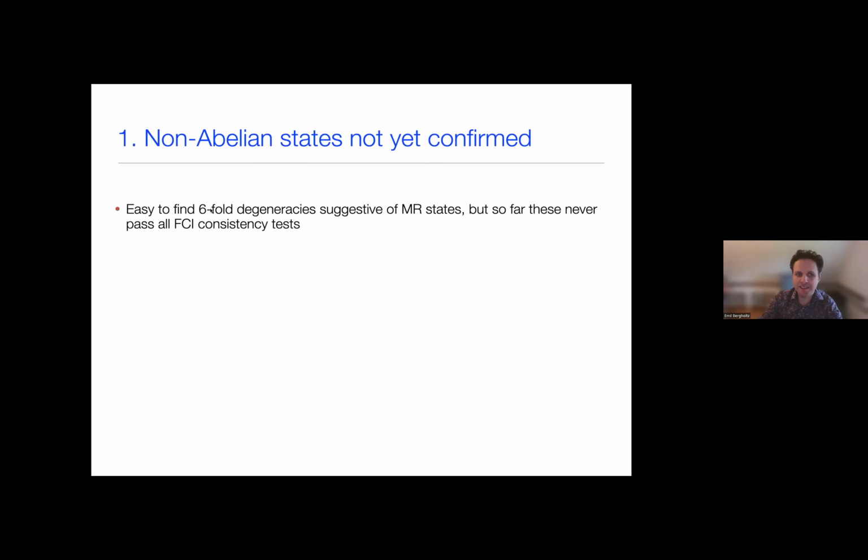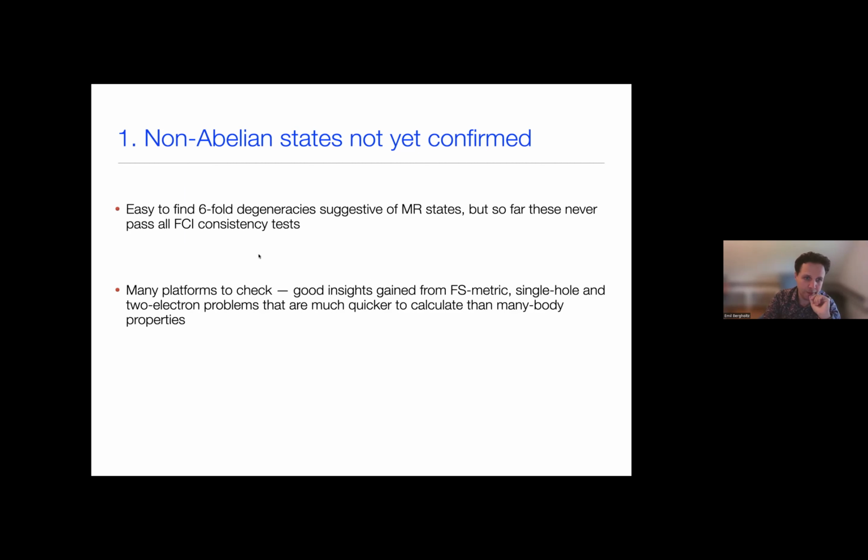It's easy to find six-fold degeneracies suggestive of Moore-Read states with Majorana fermions, but these never pass all FCI consistency tests. With Xiao, I developed for about a decade various tools to check if these are really FCIs. And had we not done that, I'm pretty sure we would have published something saying that there are Moore-Read states. But since we did all the consistency checks, we could disprove ourselves before publishing. But it doesn't say that this could still be possible, but there are better models.